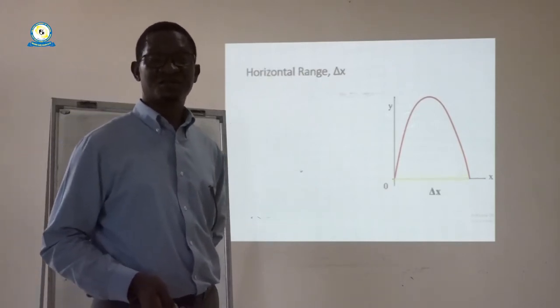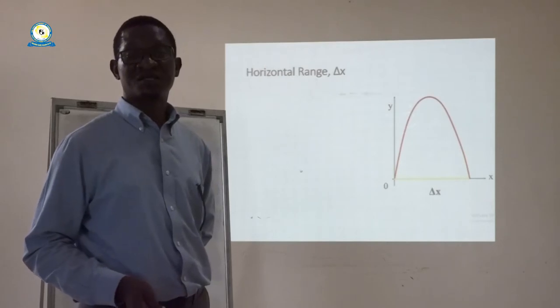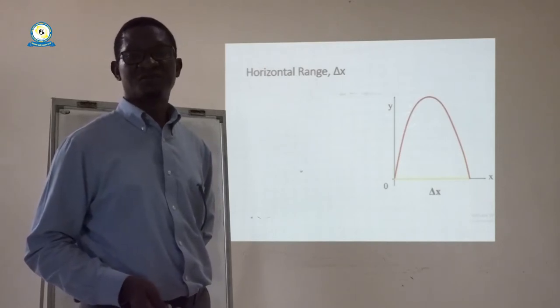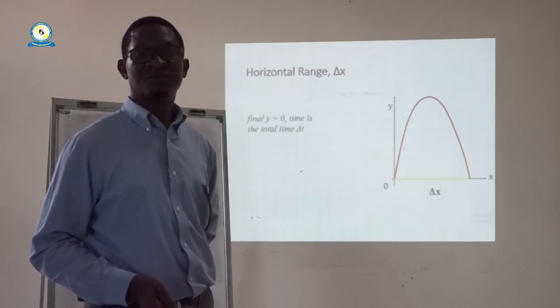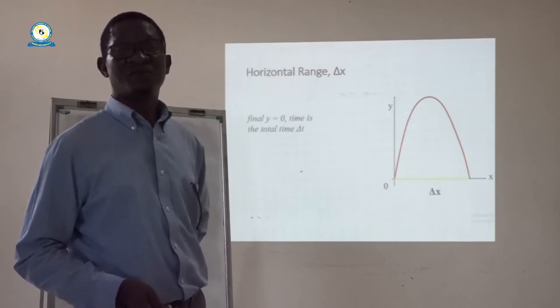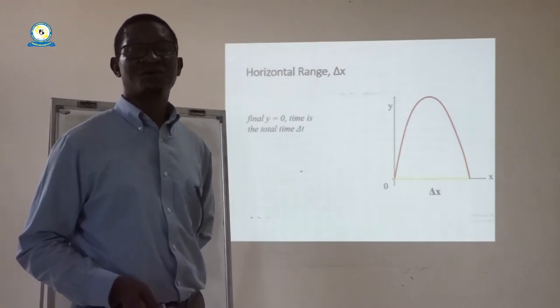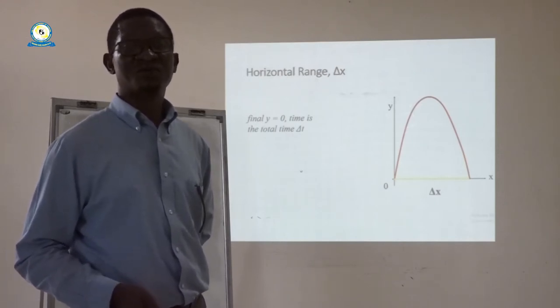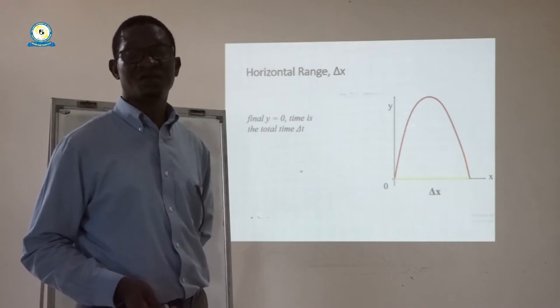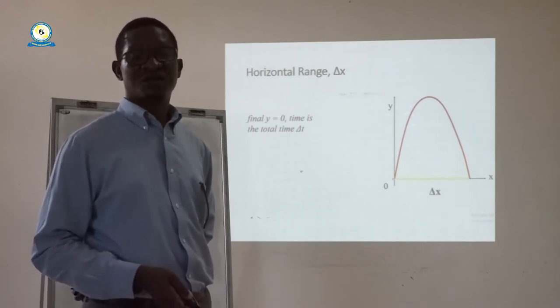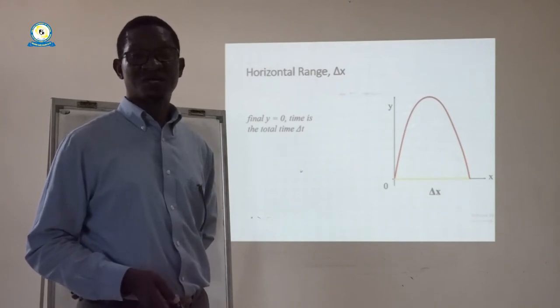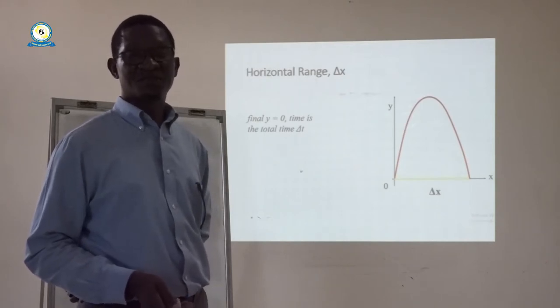Horizontal range, delta x, is along x. Final y is zero. Time is the total time, delta t. As we know, it's V initial cos theta times delta t.